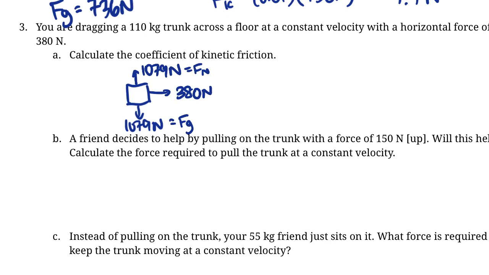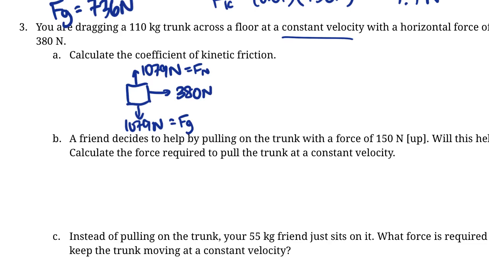It's telling us we're moving the trunk across the floor with a constant velocity. If we just took this object with this free body diagram, what would it do? Well, these two forces cancel each other out. This one, 380 newtons, pulling it to the right, so it would accelerate in that direction. But we know that's not the case. There's a constant velocity.